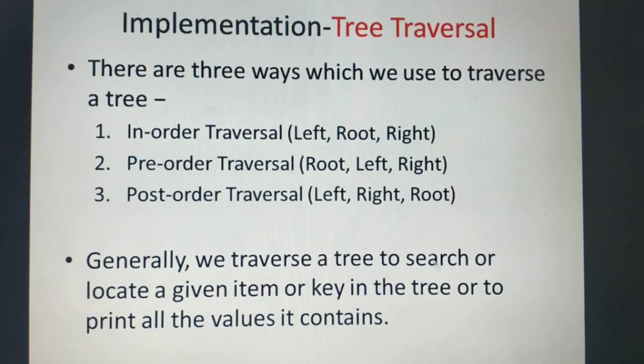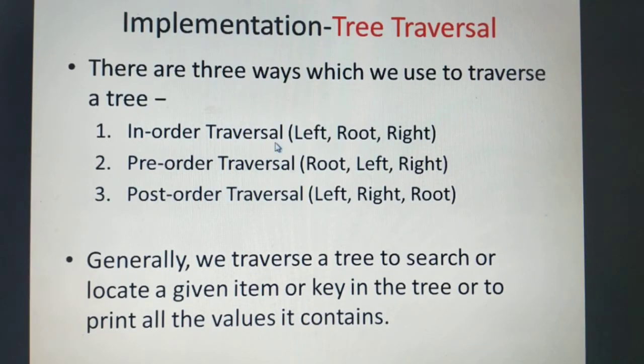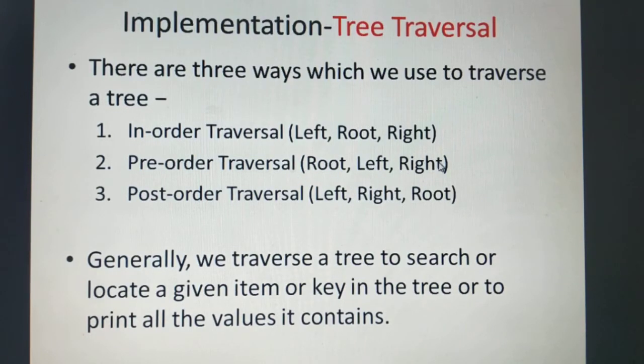Now, there are three different ways of traversing the tree. The first one is inorder traversal, the second one is preorder traversal, and the next one is postorder traversal. The sequence in inorder traversal is left subtree, then the root, and then the right subtree. In preorder, we go root, left, right. In postorder, it is left, right, and root.